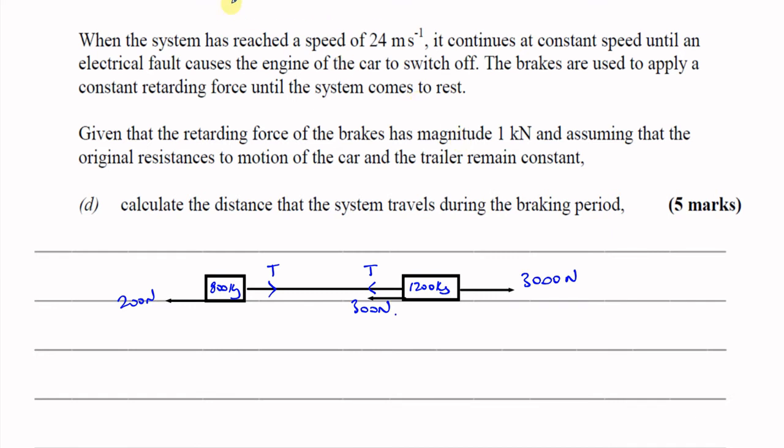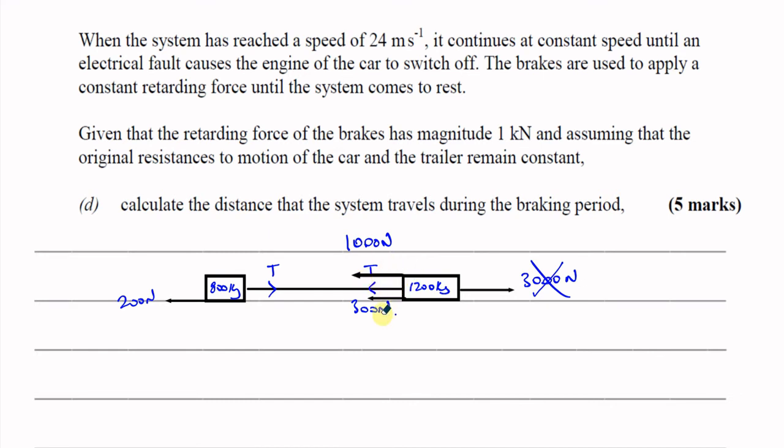The change is that an electrical fault occurs. This driving force is no longer applied. There's no driving force. There's going to be a new force acting, which is the braking force. I'll just draw it like this. The braking force, which is 1 kilonewton, so 1,000 newtons braking force. That's the new force that's going to be applied to the system here.